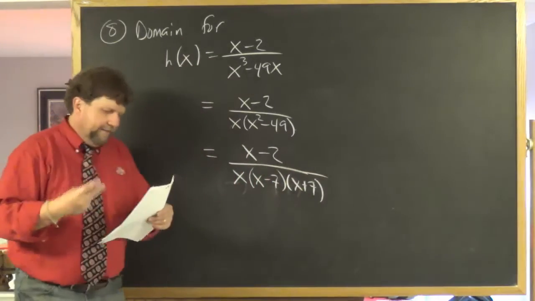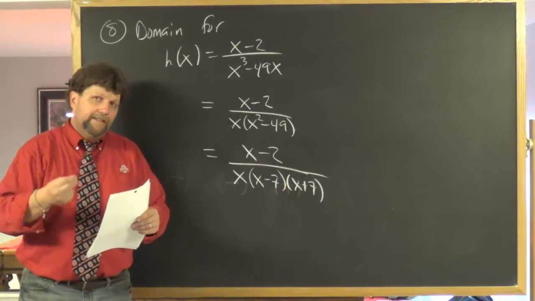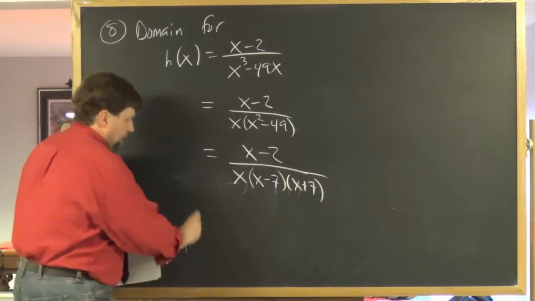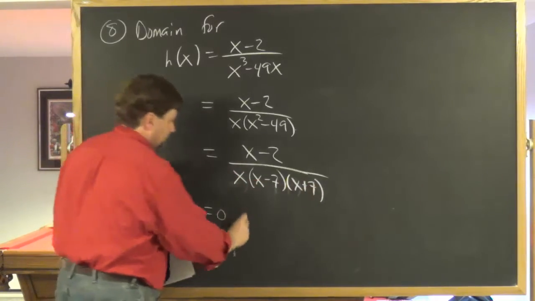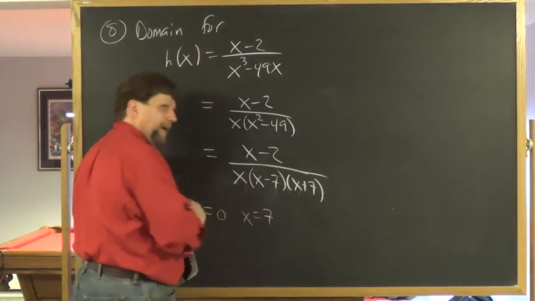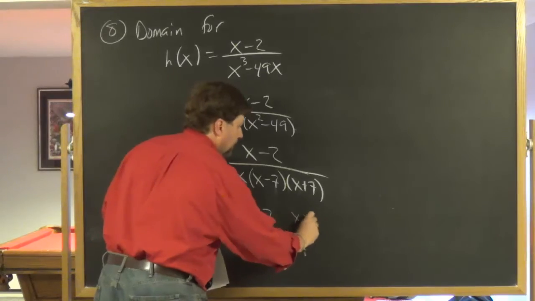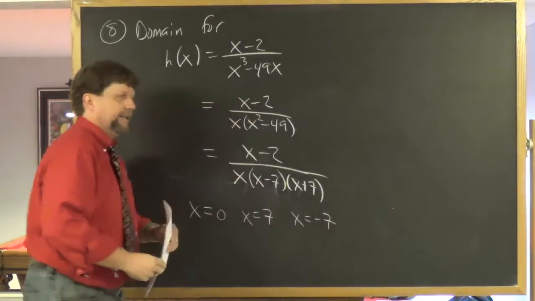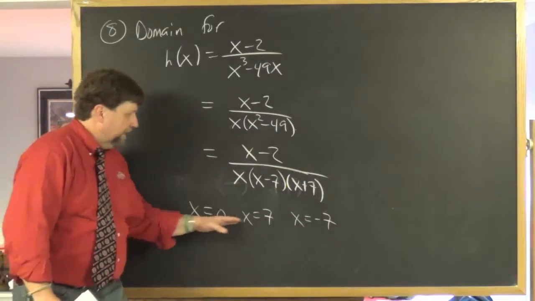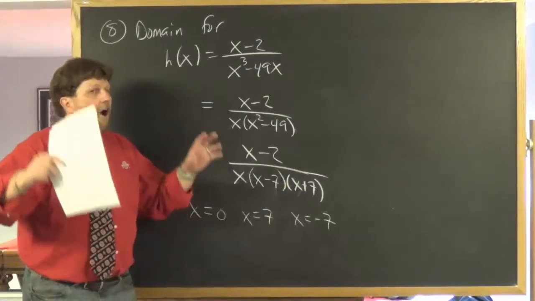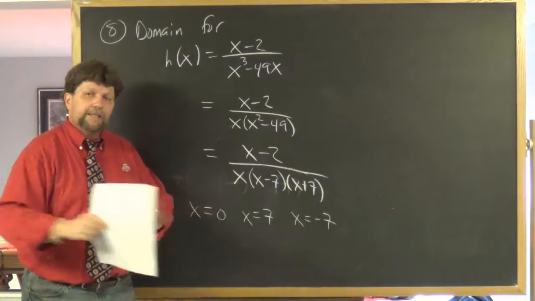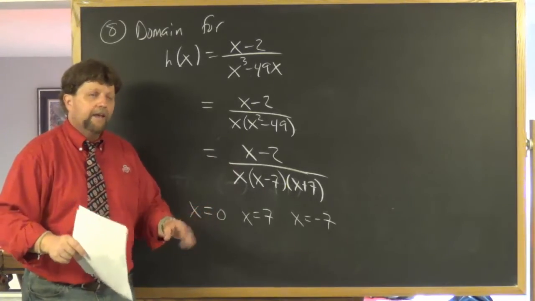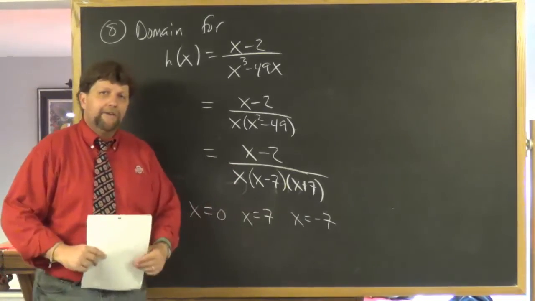So I see 3 values of x that will make the denominator 0. Zero will make the denominator 0. 7 will make the denominator 0. And negative 7 will make the denominator 0. So these 3 values of x are not in the domain. Anything else can go in for x. Anything else is okay. These are the 3 bad values of x.